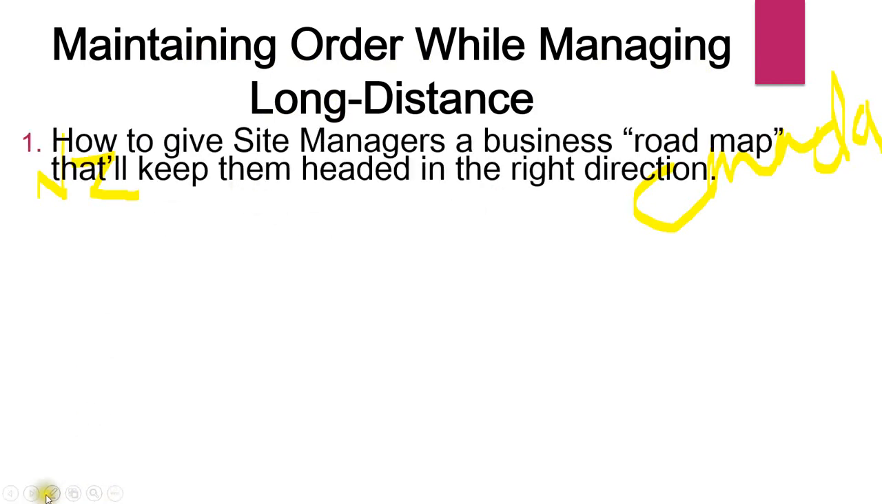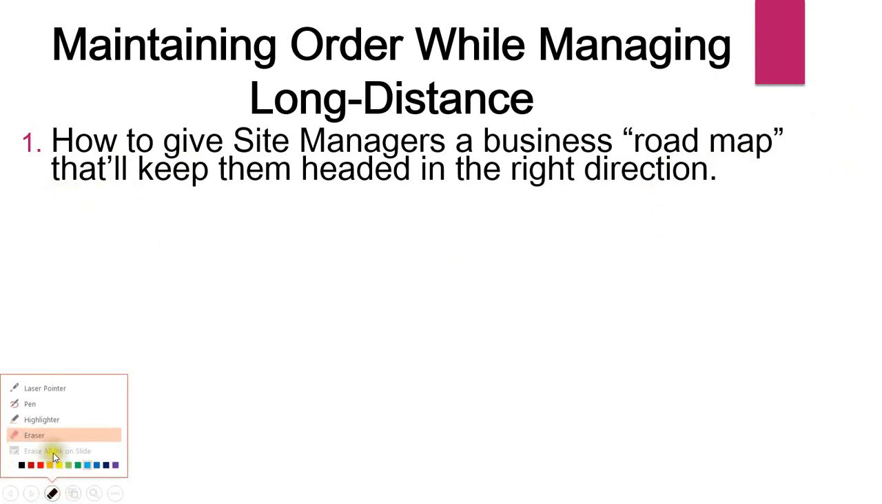Okay, so guys, the next thing is maintaining order while managing long distance. For example, you are in Canada and you have to manage New Zealand. What is that? Maintaining order while managing long distance. How is it done? What is the process? What are the steps you have to follow? You need to take care. Let me remove all that from here, and again I will take the highlighter.